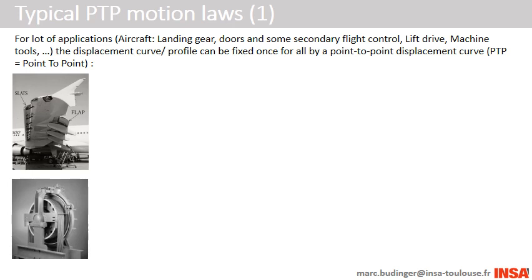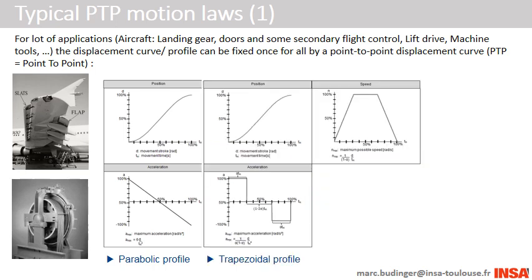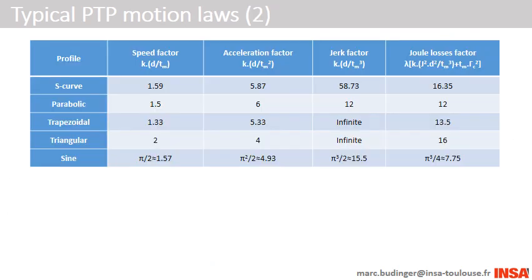Here are a few examples that concern pre-programmed displacement profiles. We visualize displacement, speed, acceleration, and jerk, the acceleration derivative. We also call them S-shaped curves regarding the displacement curve shape. The speed profiles can be parabolic, trapezoidal, or sinusoidal. These different profiles give, for the same displacement d during a certain time t, different characteristics.